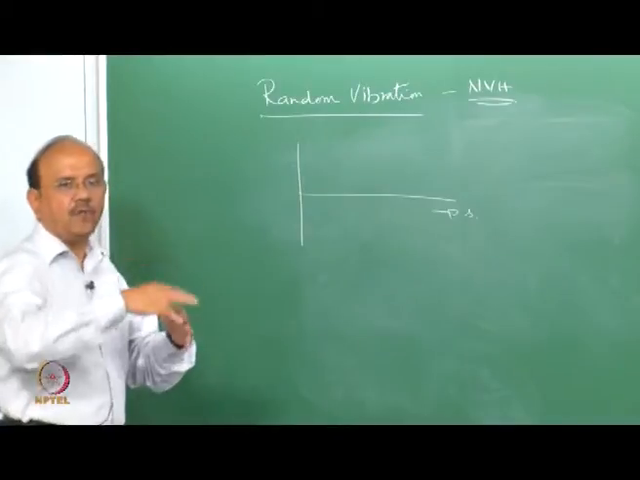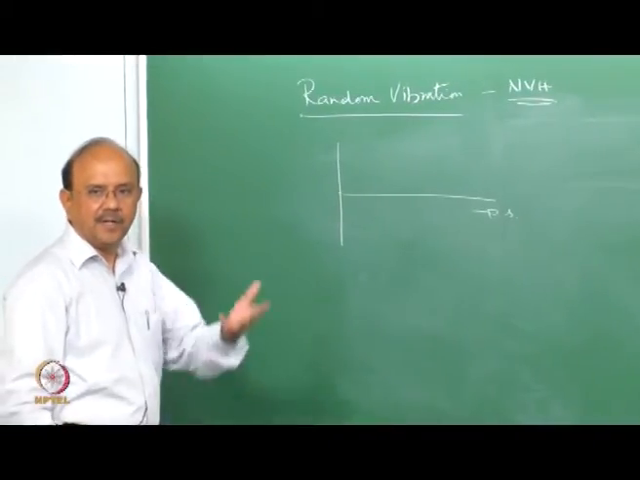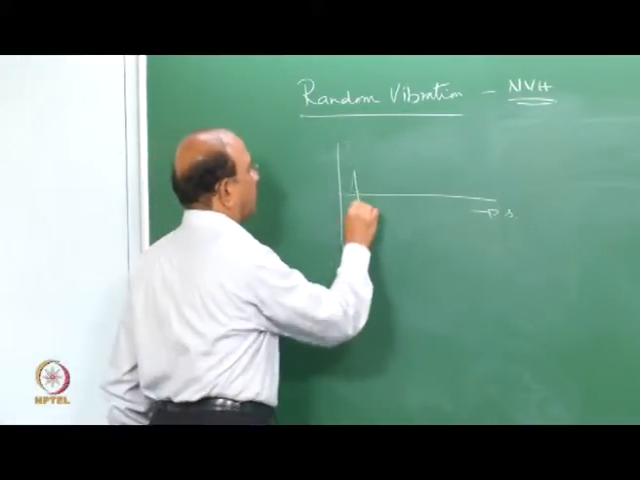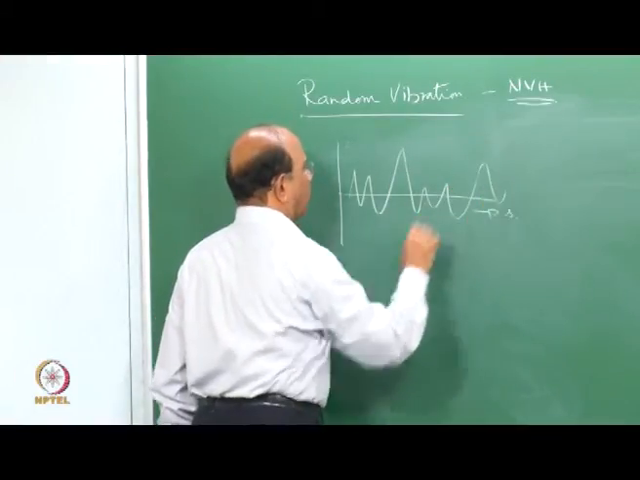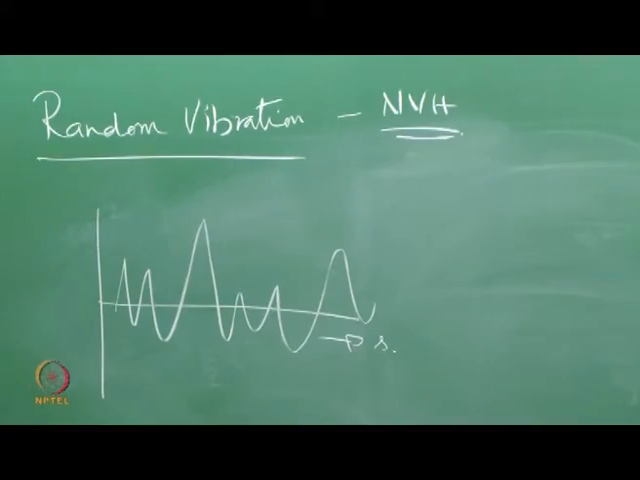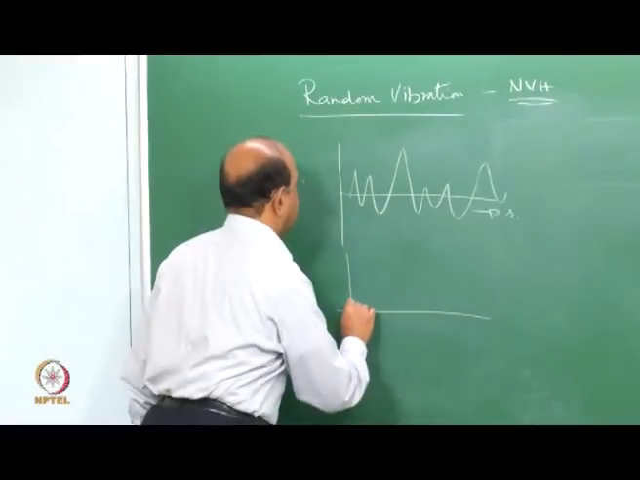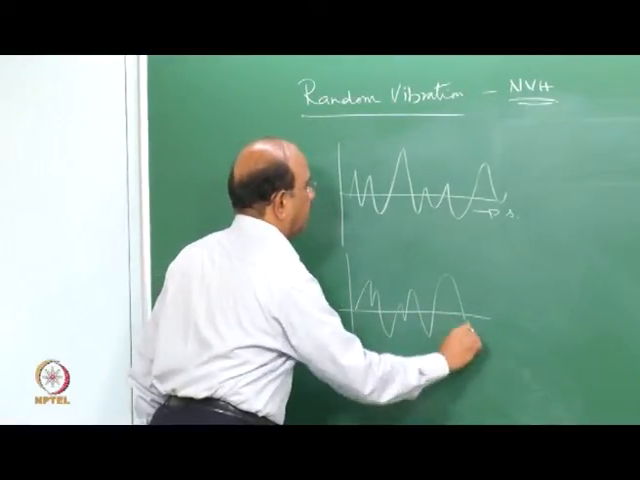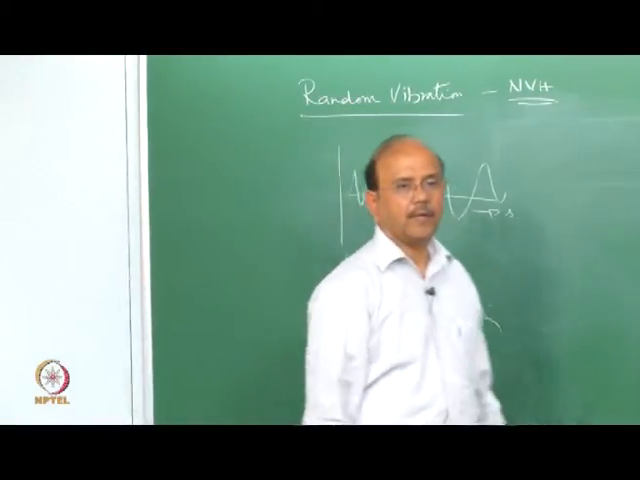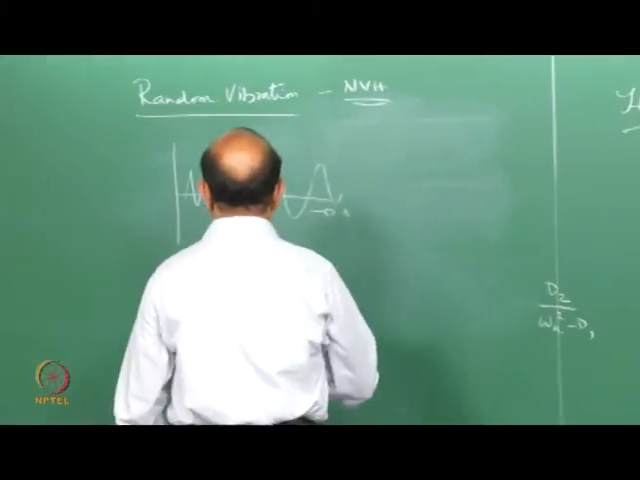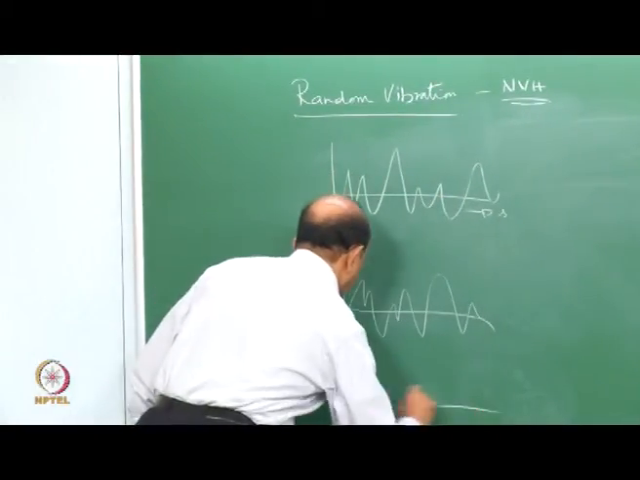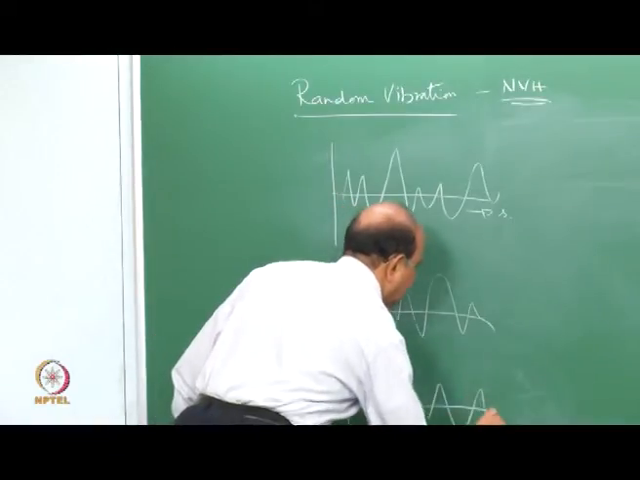suppose I plot the heights of what you have very accurately measured by, say, a laser profilometer or whatever it is. For the first measurement, it would be something like this. The second measurement would be something like this, and so on. Maybe a third measurement would be something like this.